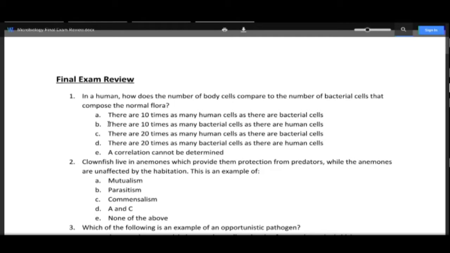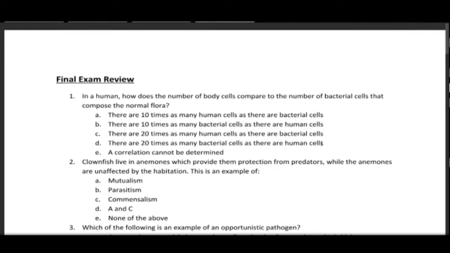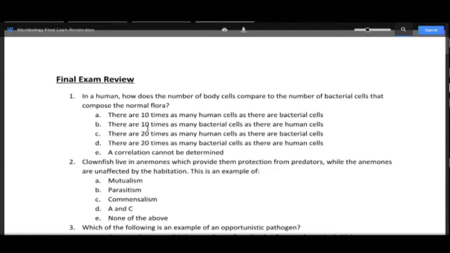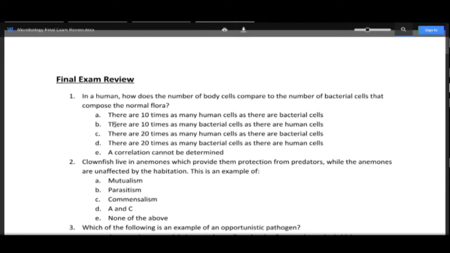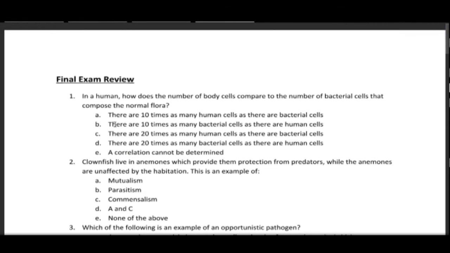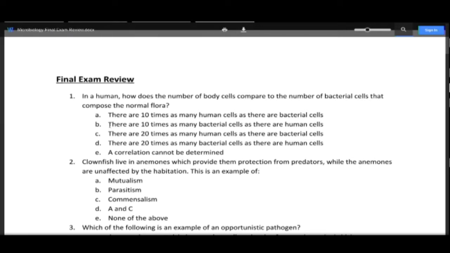So I would check your notes on this though, because I know that more recent research kind of doesn't show this correlation as well. So that's why I was also looking at it and thinking E could also be right. But you want to go based on Dr. White's notes rather than outside information. So I think according to her notes, it should be B, that there are 10 times as many bacterial cells as there are human cells in the body.